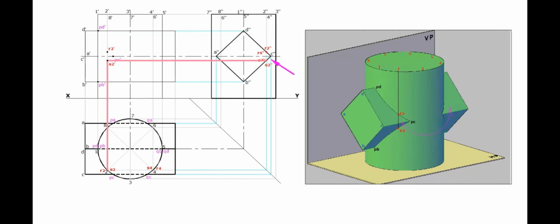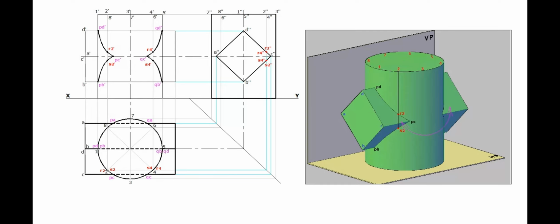Join these points with smooth curve. Similarly, at the right-hand side, QB dash, QC dash, QD dash, R4 dash, and S4 dash. Join these points also with smooth curve. These are the curves of intersection.